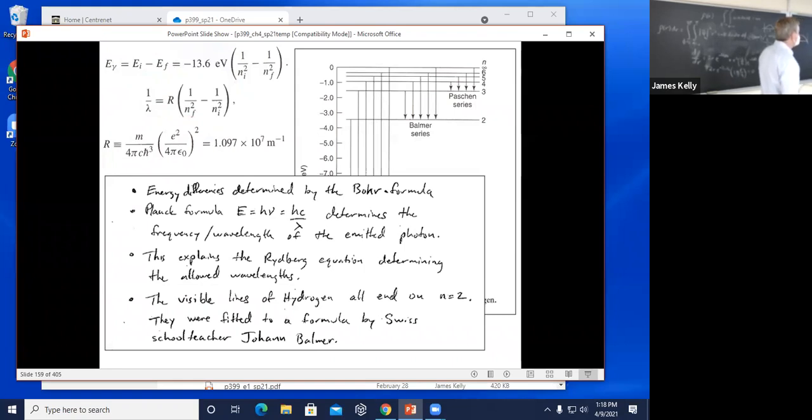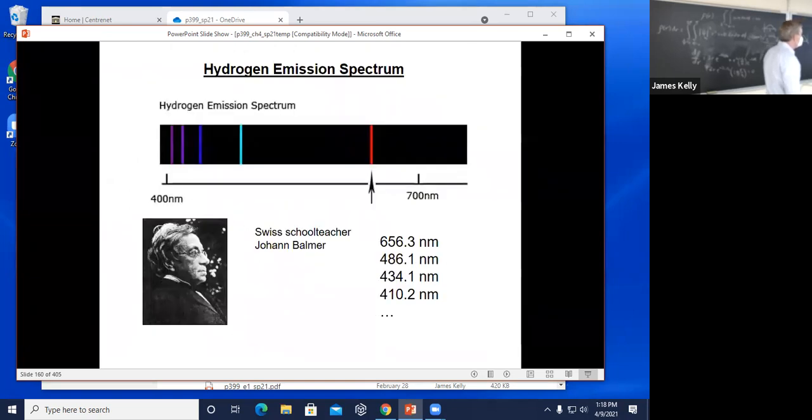Okay. And the visible lines of hydrogen, as you may remember, all land on n equals 2. These ones that land down here on n equals 1, that's a big energy difference. That means they're in the ultraviolet, so you can't see them with your eye. The Lyman series is the one that ends on n equals 1. Those are all in the UV. The Paschen series and the ones that are higher up are all in the infrared, so we can't see them with our eye. But Balmer, Johann Balmer, everybody likes to say he was a school teacher.